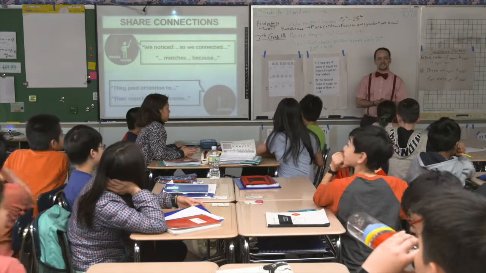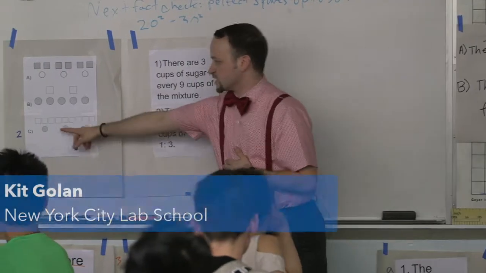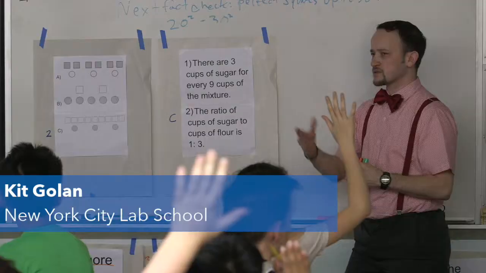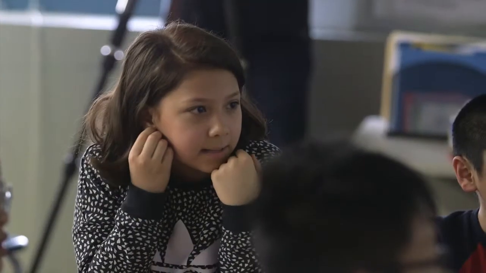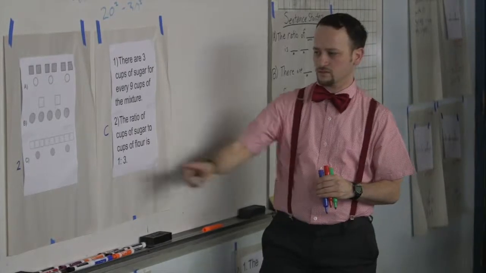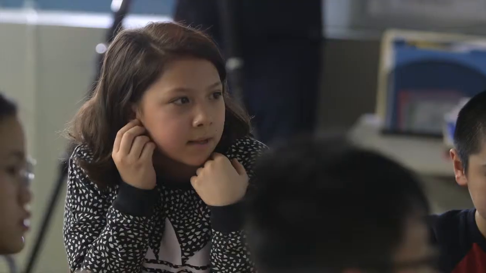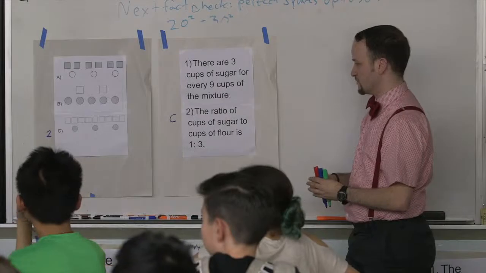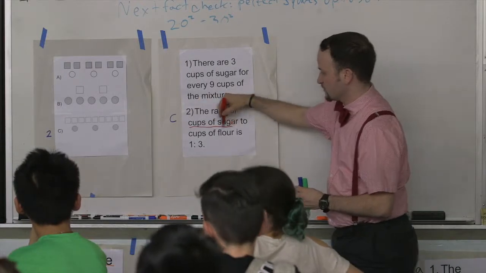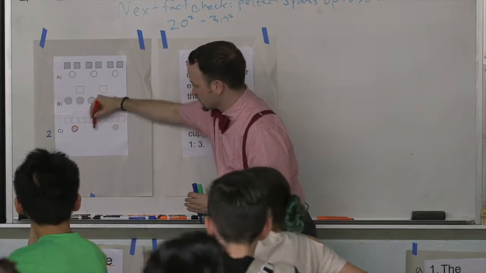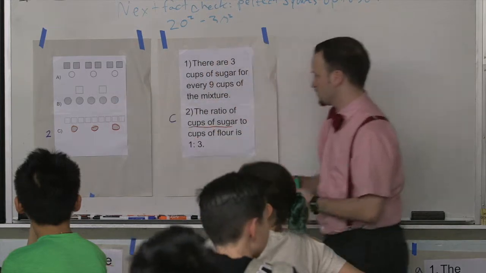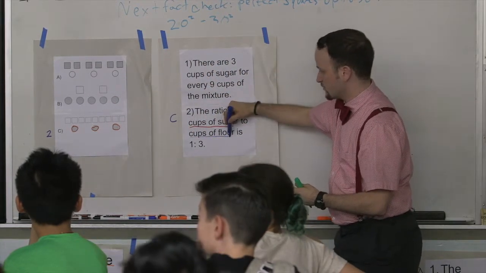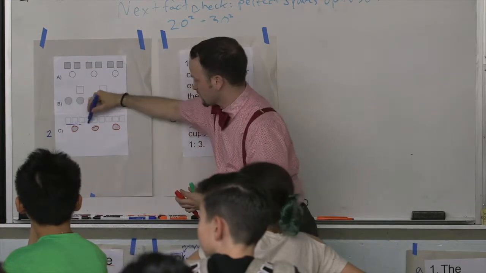Who thinks they can tell us the connection one more time between C and 2? Sabina, what did you hear? So they simplified it to 1 to 3, and what they did was they saw the cup of sugar as the circle in 2, and they saw that for each cup of sugar there was 3 cups of flour, so the cups of flour were equal to the squares.